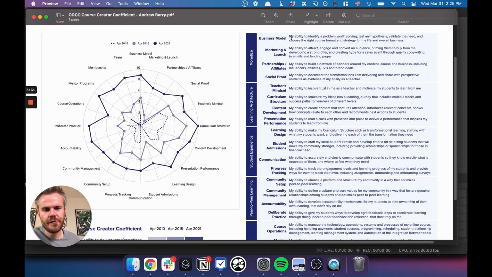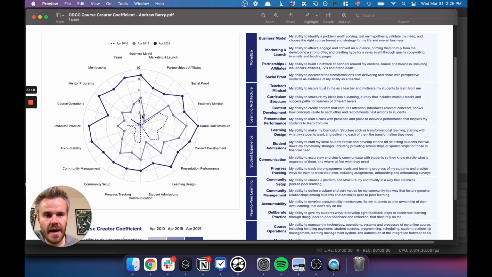So the first category is monetize your knowledge, which is essentially what course creation is. The business model is all about identifying a problem worth solving, testing your hypothesis around that, validating the need, and choosing the right course format and strategy for your life and business. There's no right or wrong answer in terms of format and structure, from evergreen to CBC and everything in between. And so this is all about that. And so what you ask yourself here is, how confident are you of being able to do that? And you can see right at the beginning, I was pretty low in that.